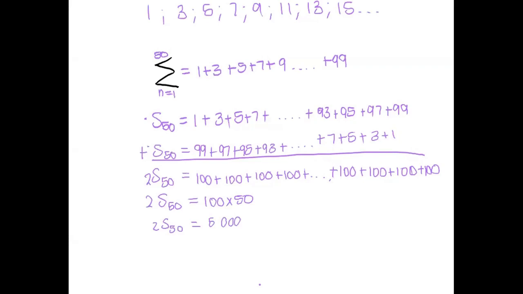And then let me just go down here. Then you're going to have to divide. So you want to isolate your S50, so you're going to divide. So you have S50, I hope you guys can see, is equal to 5,000 over 2, right? And then 5,000 over 2, S50 is equal to 2,500.